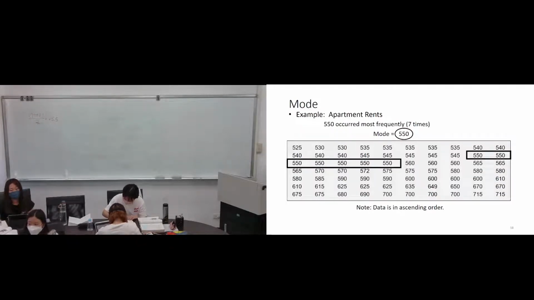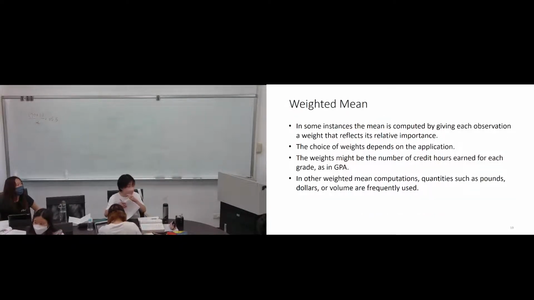From the 70 apartment rents, after we arrange them in ascending order, which value occurs the most? 550. It occurs 7 times. So that's the value that occurred most frequently among the 70 observations, and we call that the mode for the apartment rents. Any questions so far?